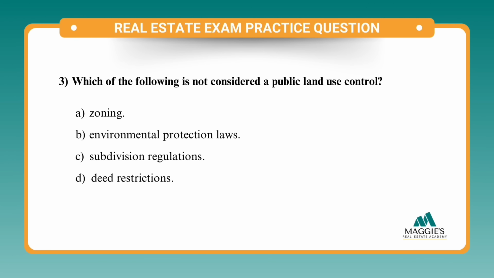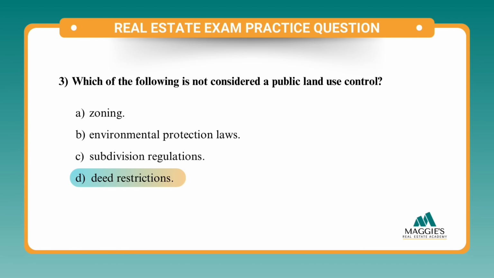The correct answer is D, deed restrictions. Public land use controls are regulations imposed by governmental bodies to manage land use and development within a community. These controls aim to promote public welfare, safety, and orderly development. Now, let's talk about why deed restrictions don't fall under this category.